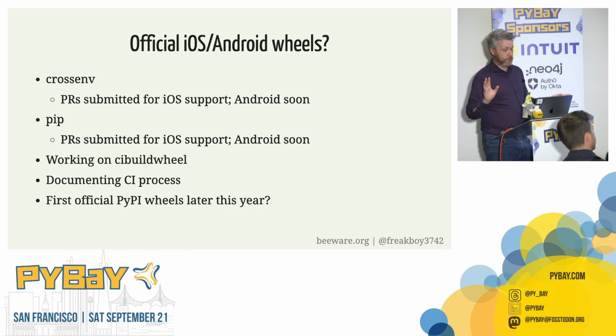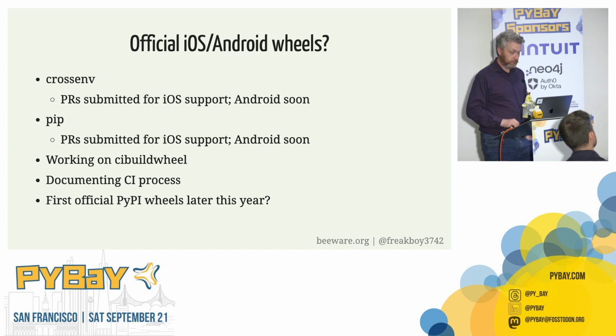We still need to work on modifying cibuildwheel and generally documenting how you add iOS and Android to your CI build matrices. That should be coming hopefully by the end of this year. We'll have the rest of the tooling in place so that any project could just add iOS and Android to their CI matrix and spit out iOS and Android wheels for their project as just part of a normal release process. We're hoping by the end of this year to see at least a couple of packages with official PyPI support.